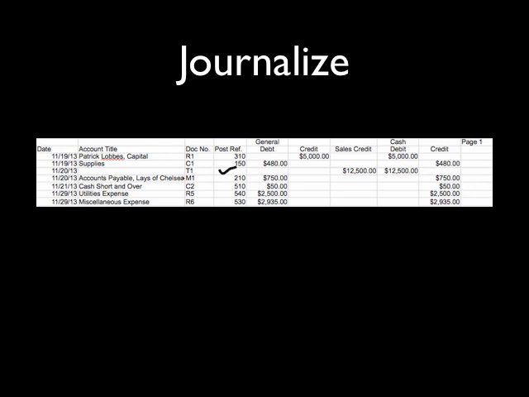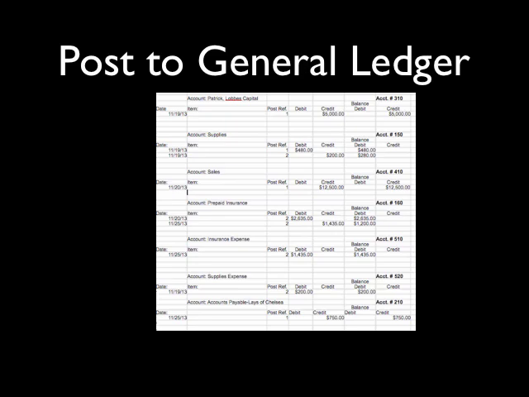And then after that we'd have to post it to the general ledger. Now, what the general ledger is, is just a separate list of all the accounts individually, so you can look specifically at like the sales account or the accounts payable account.